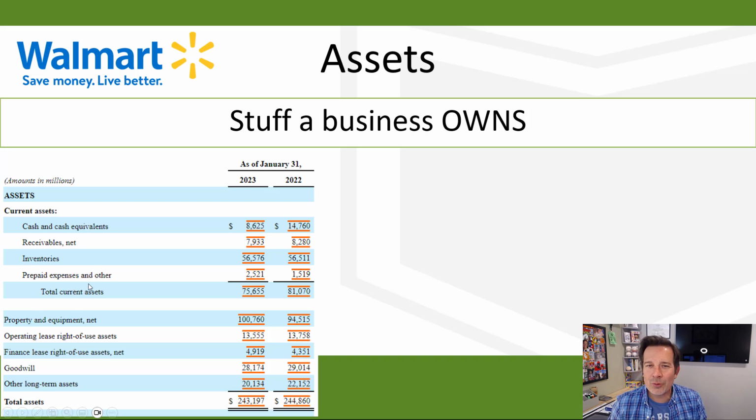There's some stuff on here we don't really know about yet, but we'll get into it as we continue on in our time together. But you can see all of that stuff that Walmart owns right there is considered an asset. And in total, they have $243 billion with a B dollars worth of assets, because all these numbers here are stated in millions. So $8.6 billion in cash, $56 billion in inventory, $100 billion of property and equipment. A lot of stuff that Walmart owns.